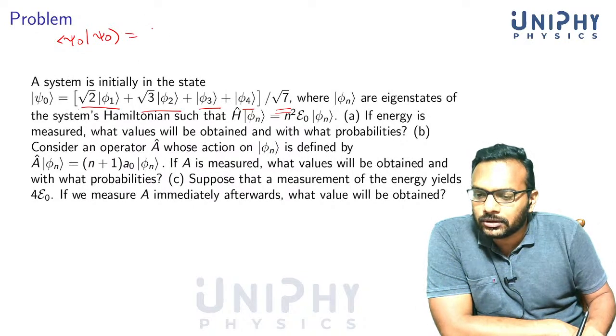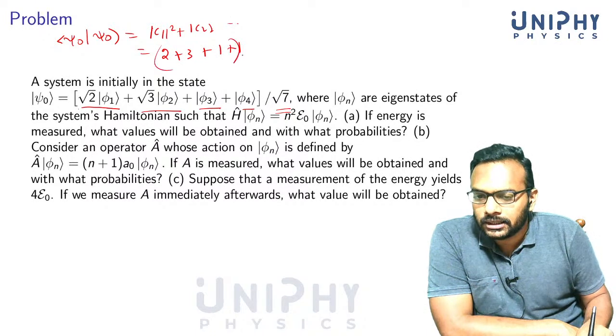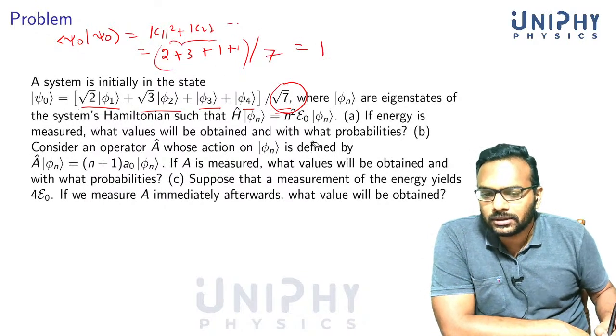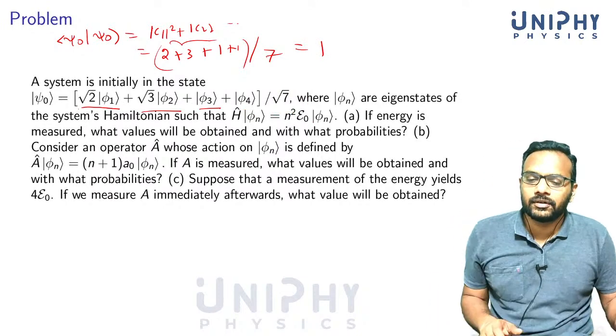So you just add modulus of C1 square plus modulus of C2 square, etc. That would be 2 plus 3 plus 1 plus 1, divided by 7, since there's a square root of 7 here, and that's equal to 1. Am I right? Yes, 1. So this is normalized. It makes life easier.